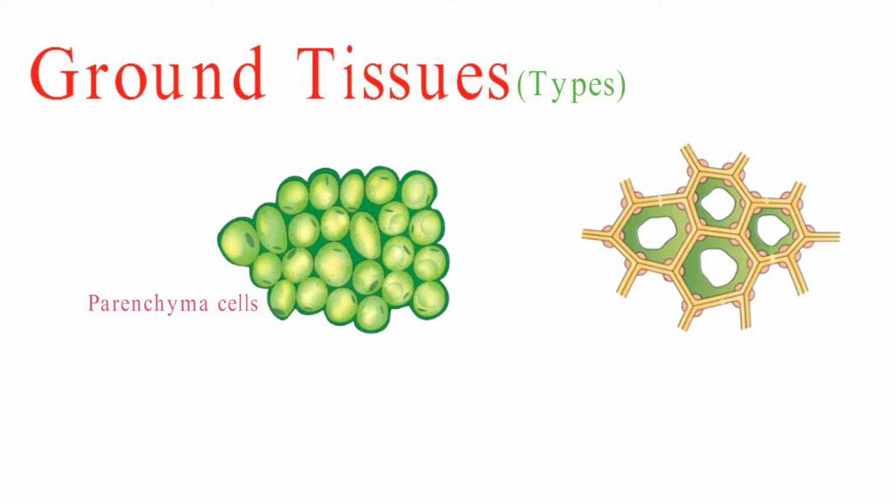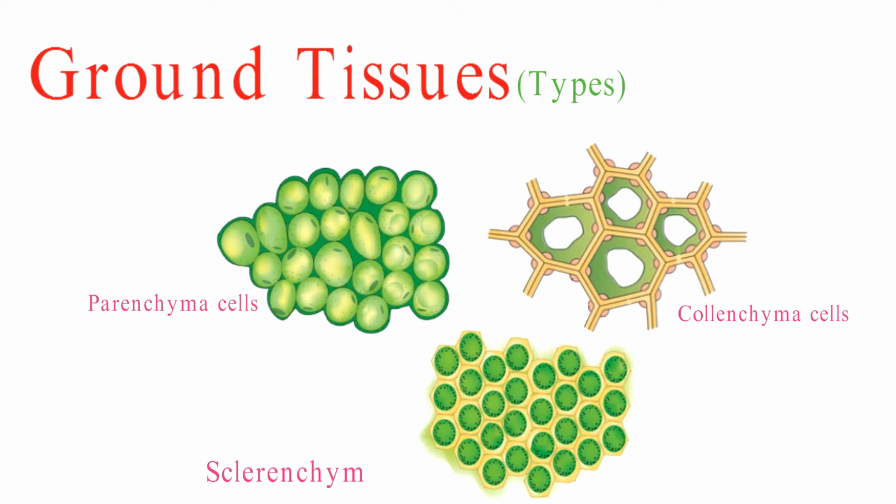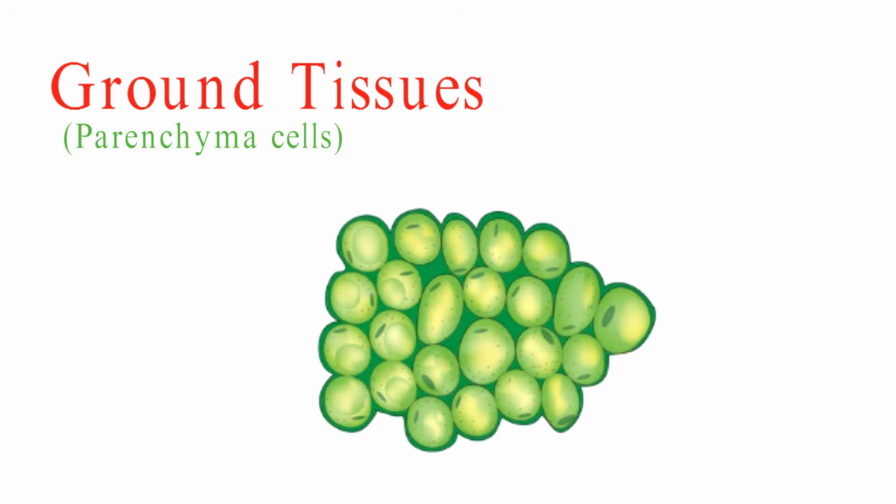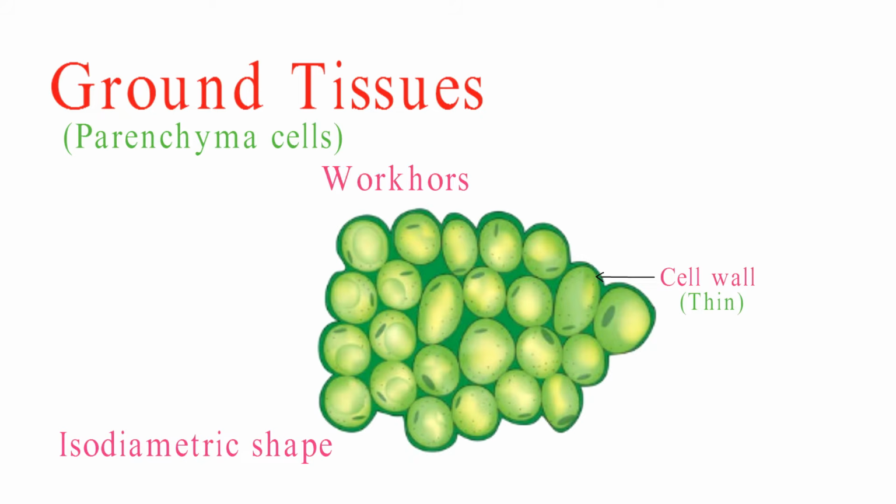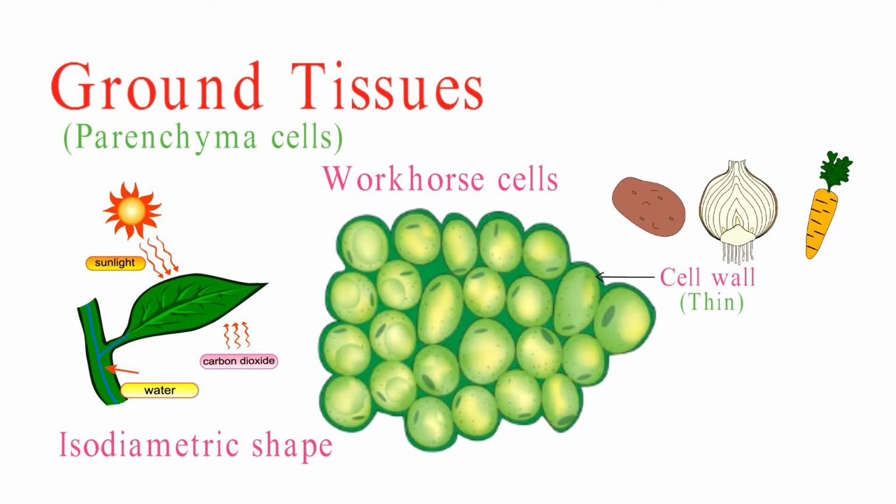Ground tissue is composed of various types of cells, including Parenchyma cells, Collenchyma cells, and Sclerenchyma cells. First up, let's talk about Parenchyma cells. These cells have unique characteristics, like their isodiametric shape and thin primary cell walls. Parenchyma cells are often referred to as the workhorse cells of a plant because they perform various functions, including photosynthesis, storage, and wound healing.